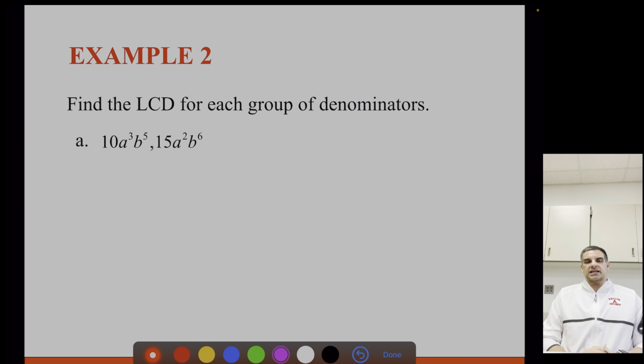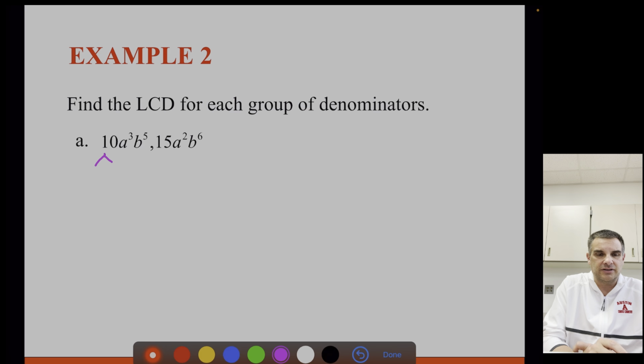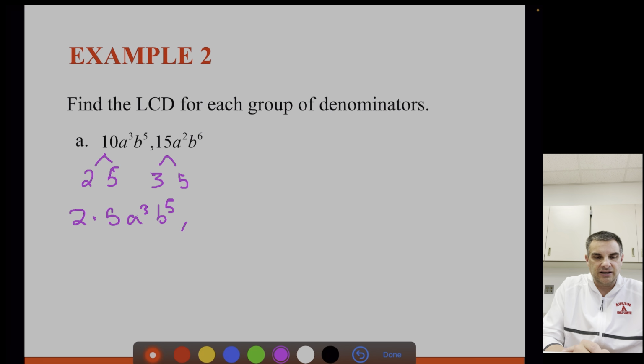So if we're going to find the least common denominator of this, okay, we look at kind of the 10. So we've got 10 and 15. So we've got to figure out, okay, what's a common thing that they have? Well, we could do the factor for 10. 10 is 2 times 5. And 15 is 3 times 5. So really, we could write this as 2 times 5, a cubed b to the 5th. And we could write the second one as 3 times 5, a squared b to the 6th.